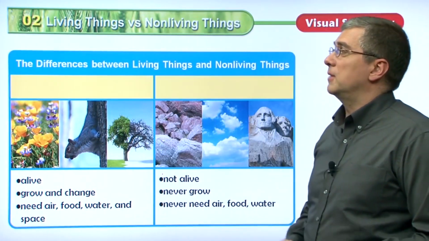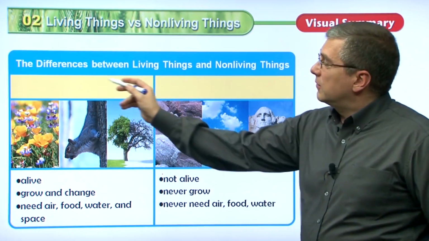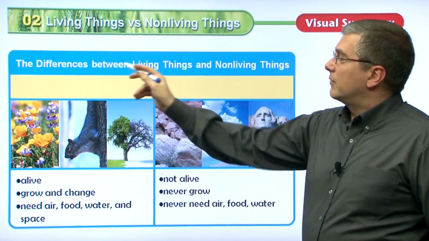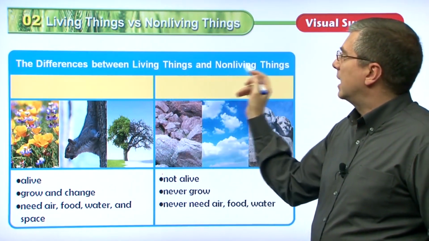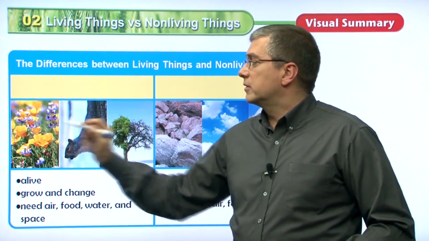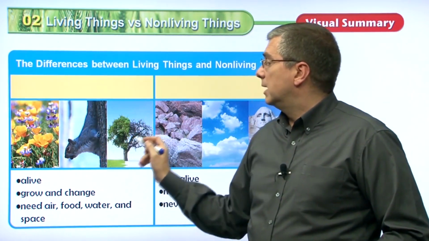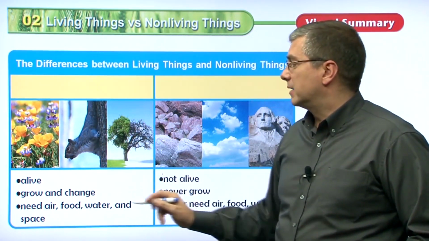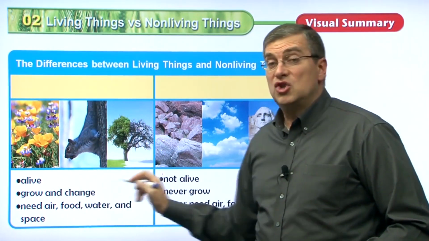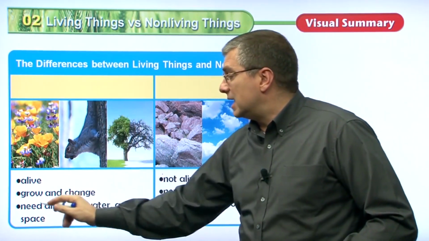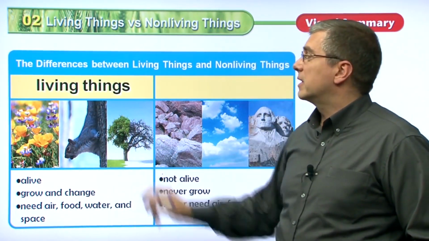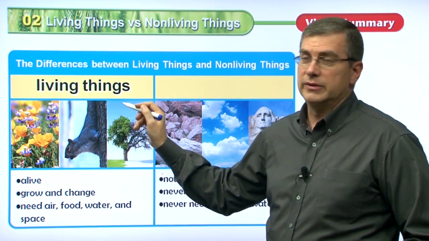We've seen this chart before. Let's take a look. We need to fill in the different labels for the chart, okay? We have the differences between living things and non-living things. So over here we have pictures of flowers, a type of plant, an animal, and a tree, another type of plant. These things are alive. These things grow and change. These things need air, food, water, and space. What are they? Of course, they are living things.